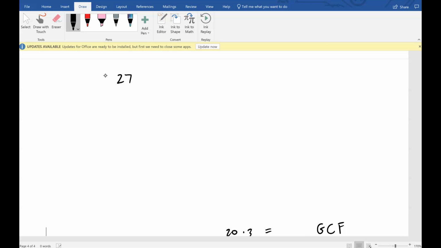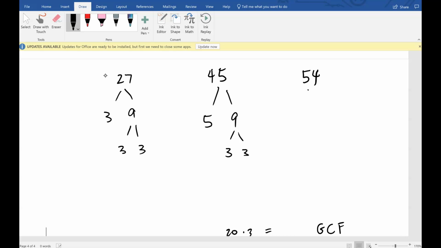In number 20, we're given 27, 45, and 54. So you need to know your multiplication tables to do this quickly and efficiently. 3 times 9 is 27, and 9 is 3 times 3. 45 can be written as 5 times 9, and again 9 is 3 times 3, and then this could be 6 times 9. So 2 times 3 is 6, and 3 times 3 is 9. So we have our prime factors now.